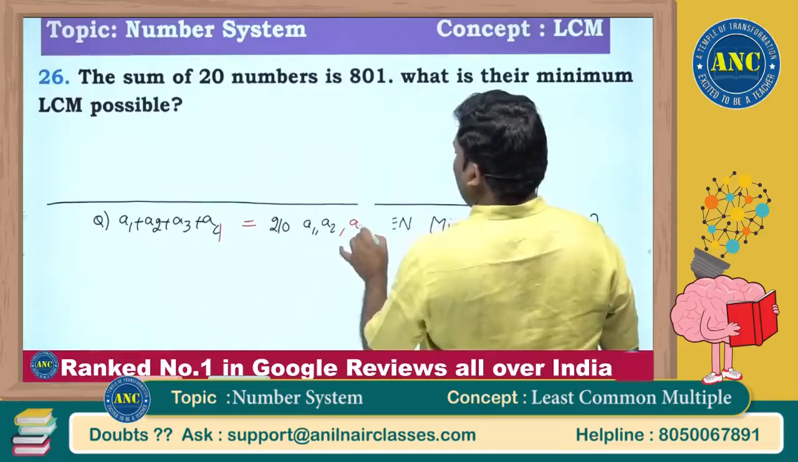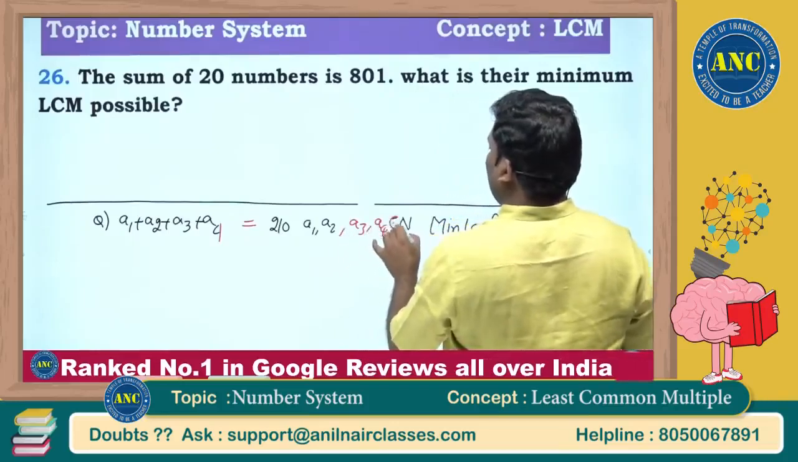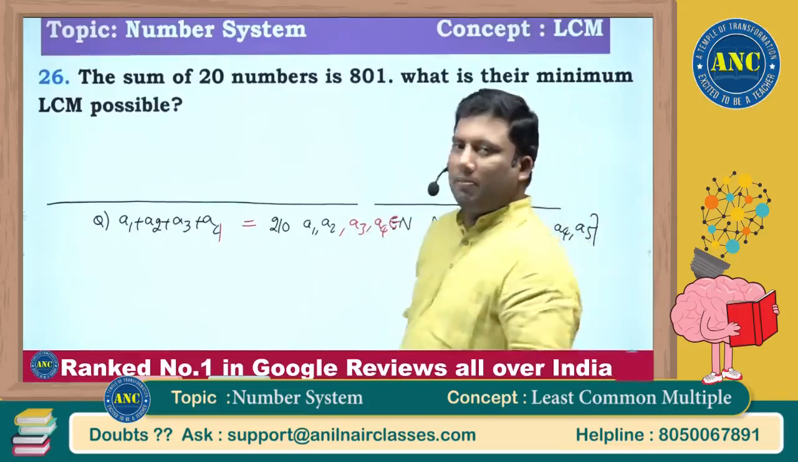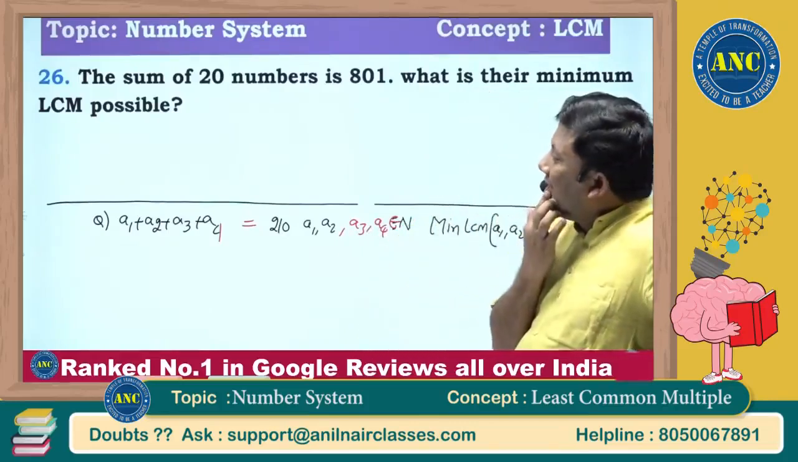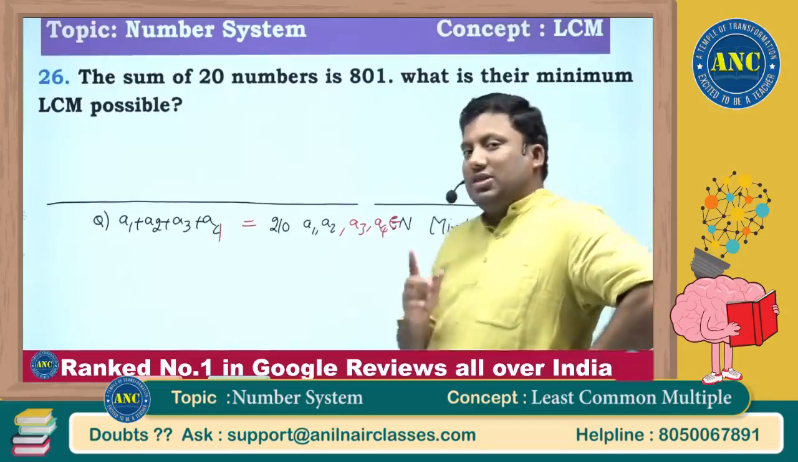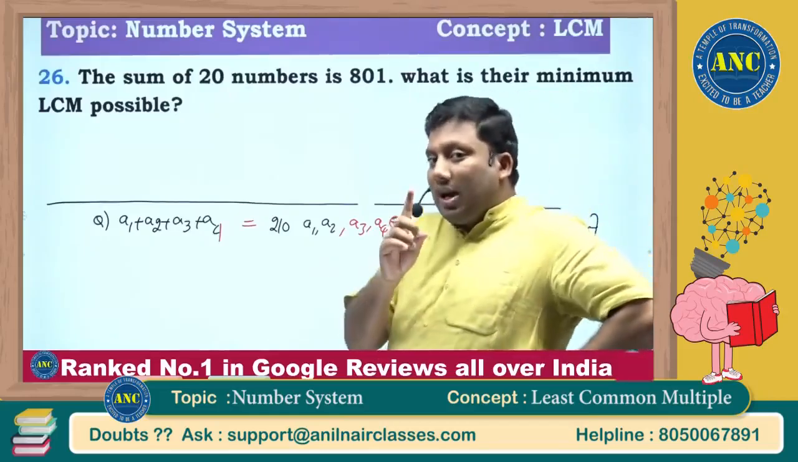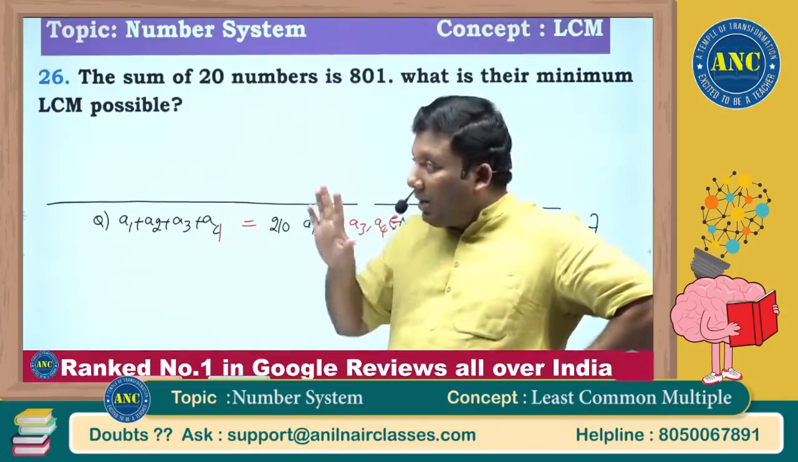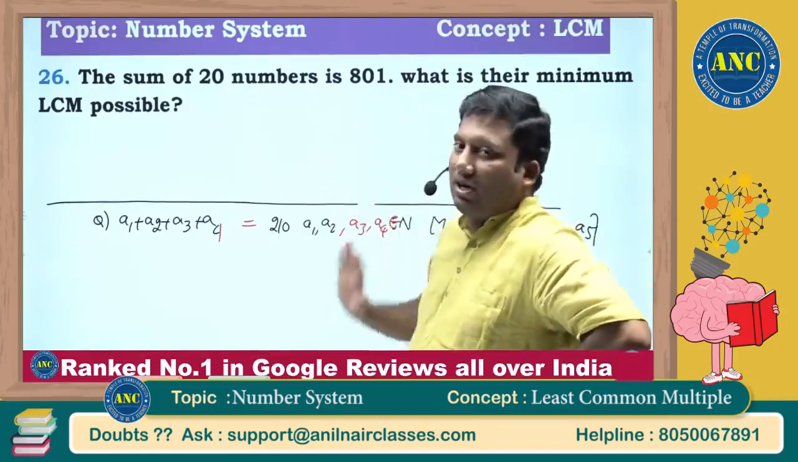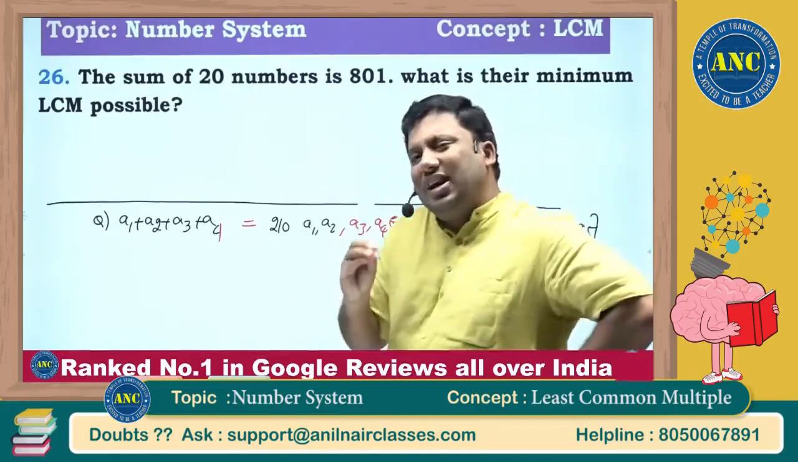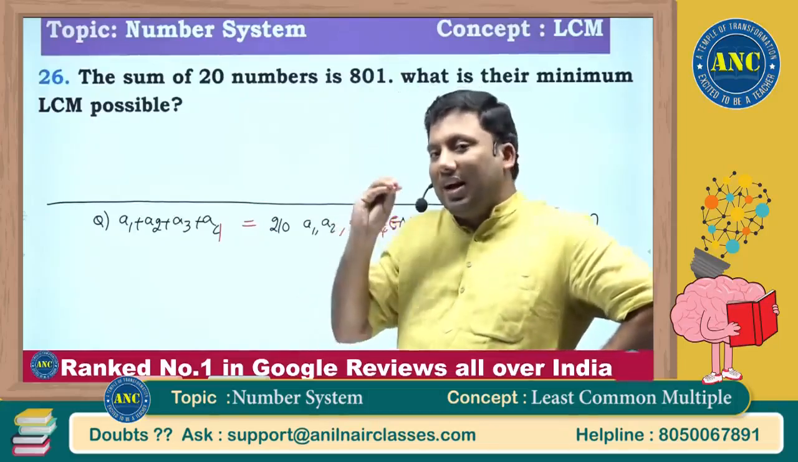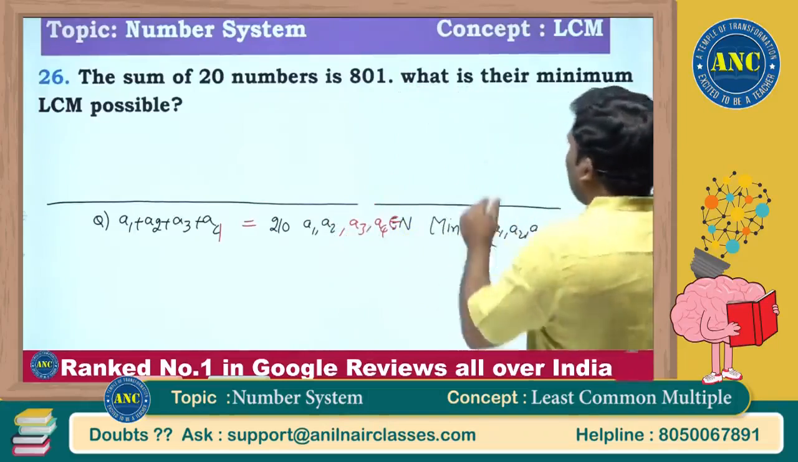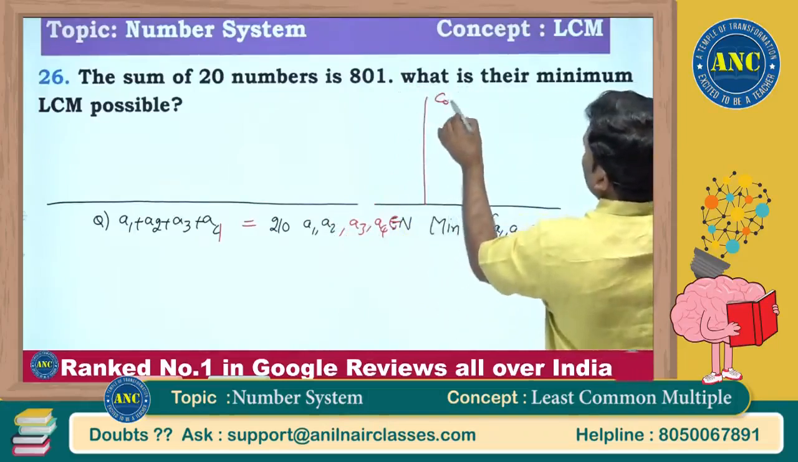Equivalent to 210. A1, A2, A3, A4 are natural numbers. Listen carefully, sir. First, read the question. The sum of 20 numbers. Is it given in the question that the numbers are distinct? No. Numbers can be the same. That is the first logic. Why did I say that? Only when the numbers are the same, the LCM will be minimum. Am I right?